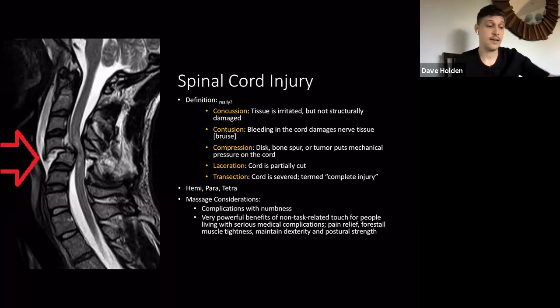But yeah, in a nutshell, that's why a spinal cord injury is severe. And there's only one spinal cord.